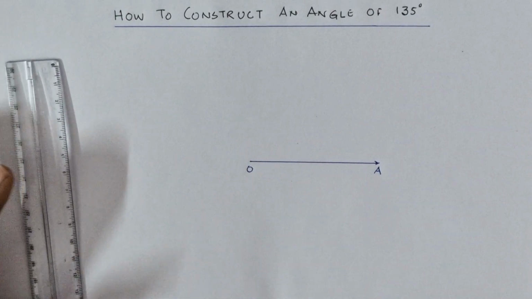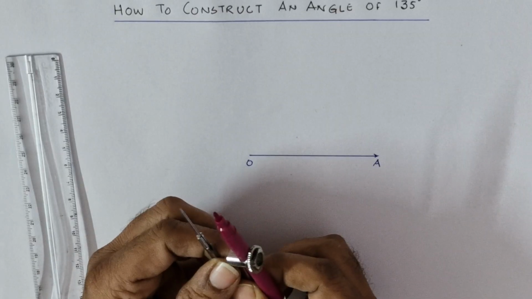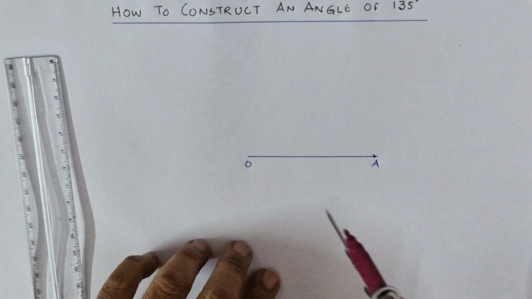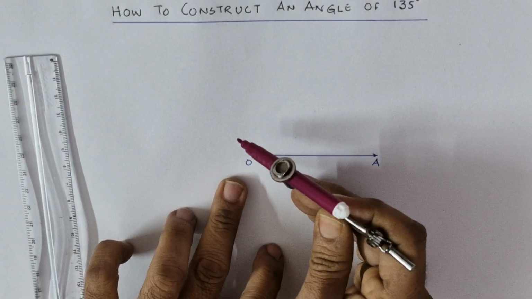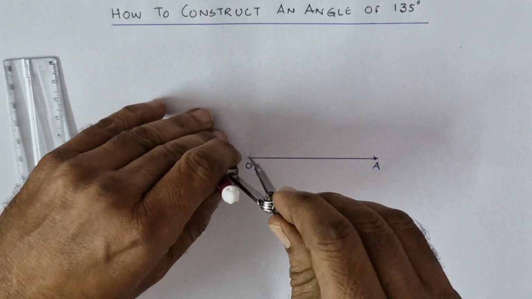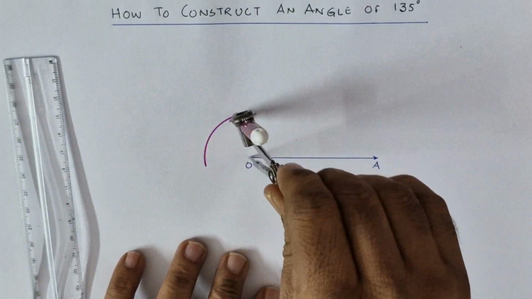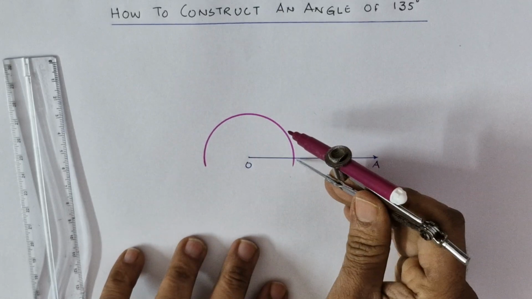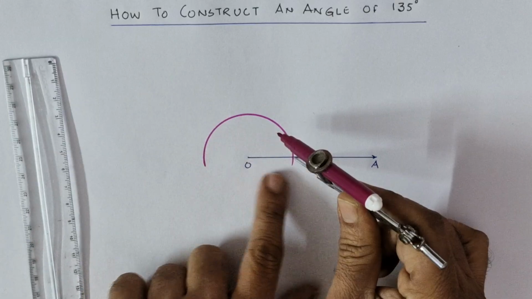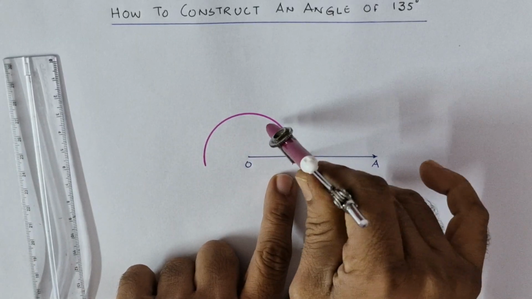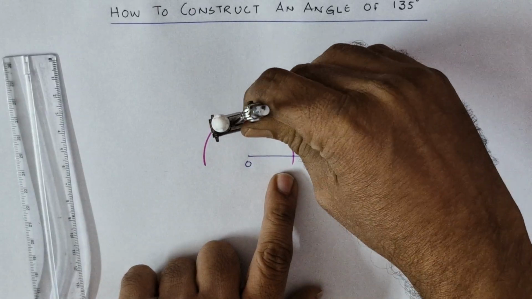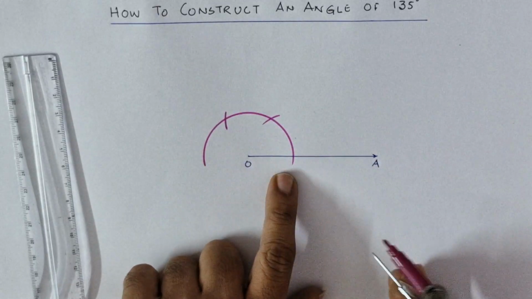So let's see how to construct a 90. Just take any radius with a compass, point it at O, the vertex, and draw an arc. I'll just take any radius and draw an arc. As usual, point the needle at the intersection of the arc and OA, and draw a first arc to intersect, and another intersecting arc in the second portion of the main arc.